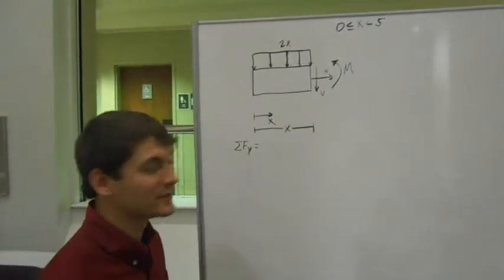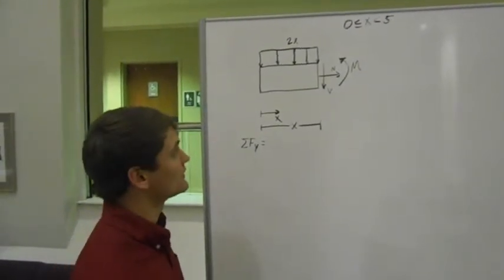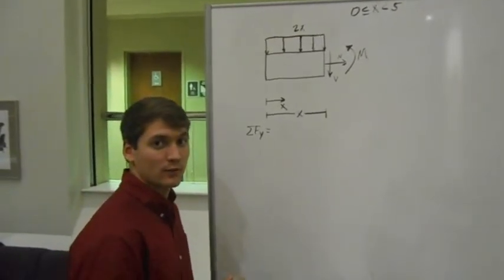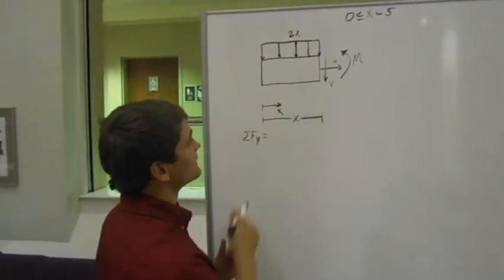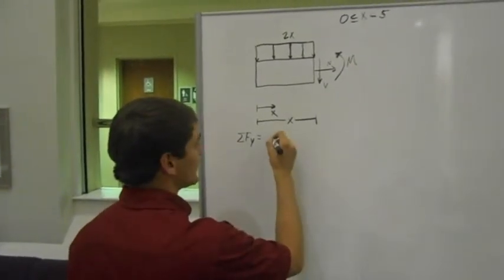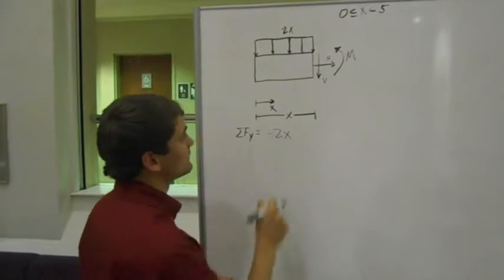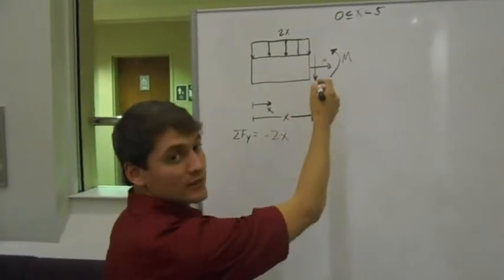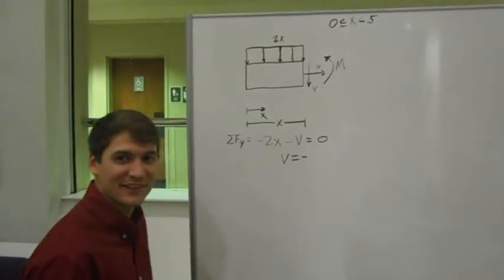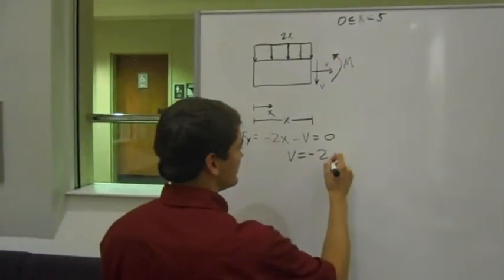For the analytical method, we cut the beam into sections, with the first section ending just before 5. We start by writing down all of our forces. The first force we get to is the distributed load of 2 times the distance, which is x, in the negative direction. And then we move along without any more forces until we get to the shear, which is also in the negative direction. After solving for V, you get V equals -2x.